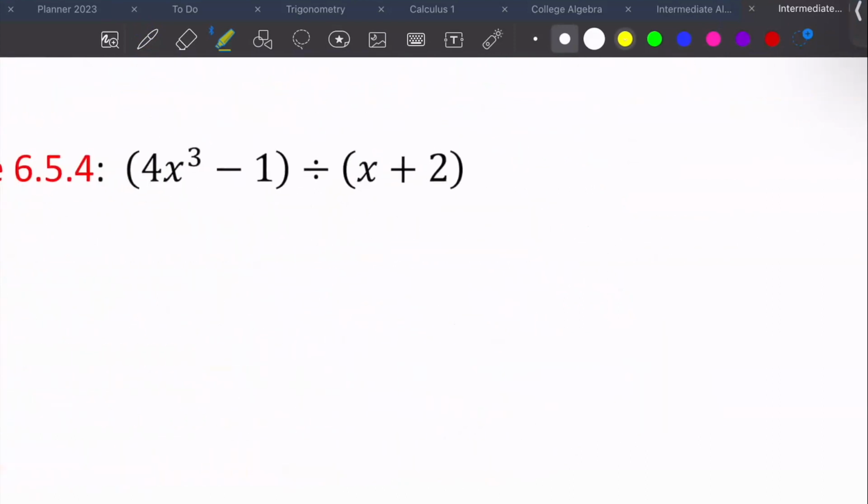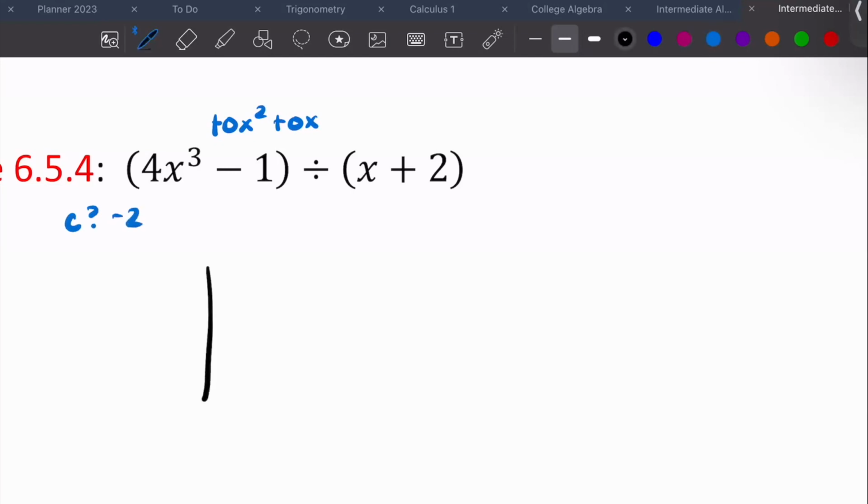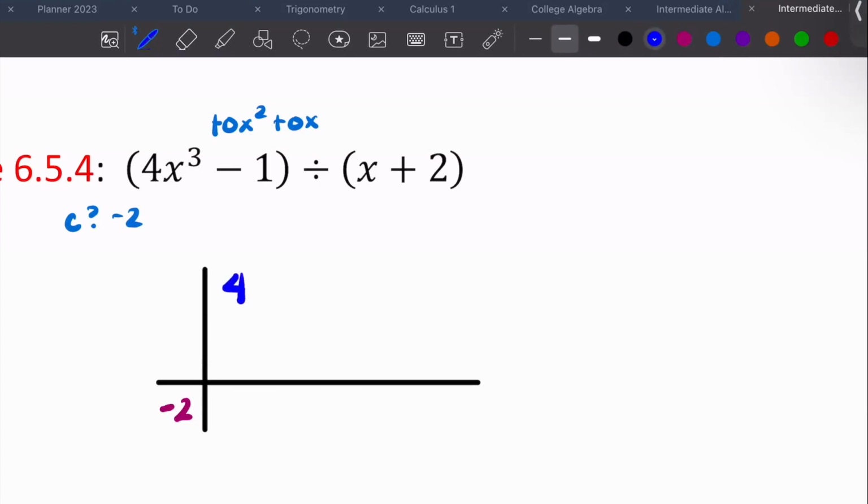Okay, one more. Here we're missing our squared term and our x term, right? So it should say plus 0x squared plus 0x minus 1. So our C is -2. We already wrote the x terms that we're missing. So we'll make our chart. -2 in the bottom, because that's our C. Then we're going to list our coefficients: 4, 0, 0, -1.